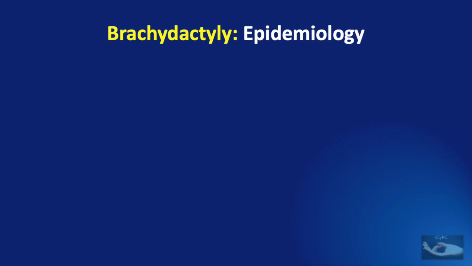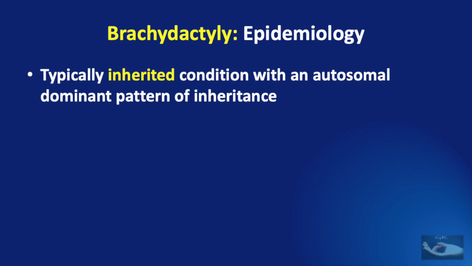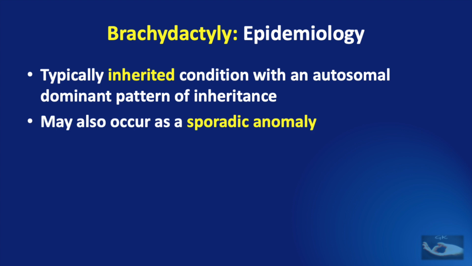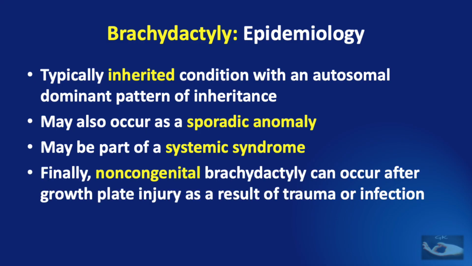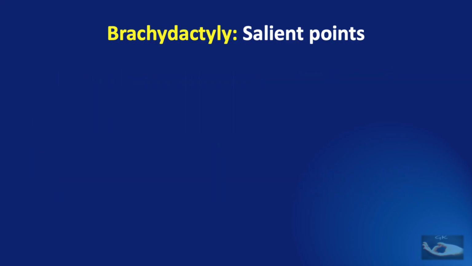The epidemiology of occurrence of brachydactyly is quite diverse. It is typically an inherited condition with an autosomal dominant pattern of inheritance. It may also occur as a sporadic anomaly. It may be part of a systemic syndrome. It can also be seen as a non-congenital brachydactyly which occurs after growth plate injury as a result of trauma or infection. There are two very important points that must be considered when discussing congenital brachydactyly.